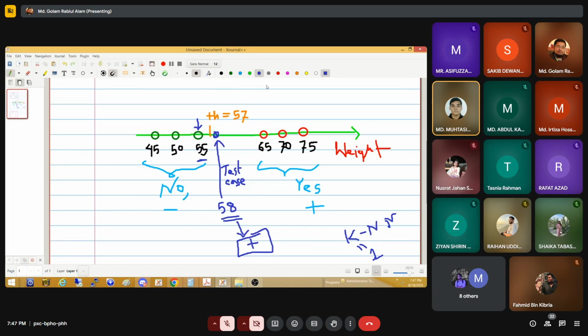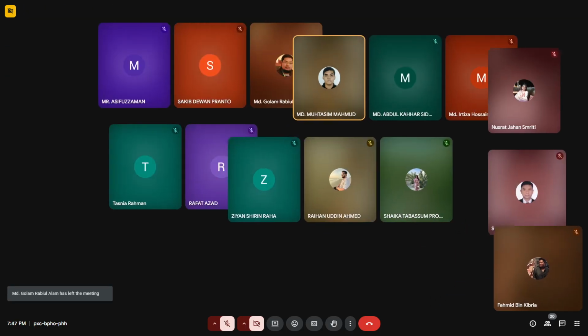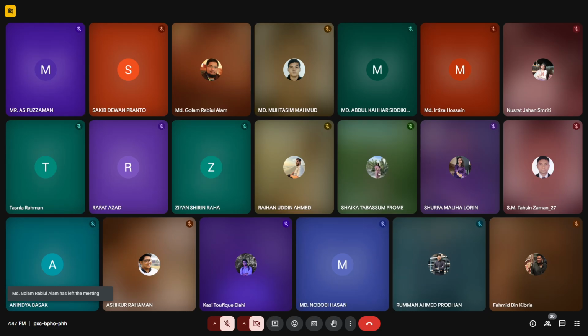Sir, maybe in between the lower value of obesity and the higher value of not obese. Yes, you're right. Actually, we need to select different methods like whatever you proposed. I think my computer screen is not visible.